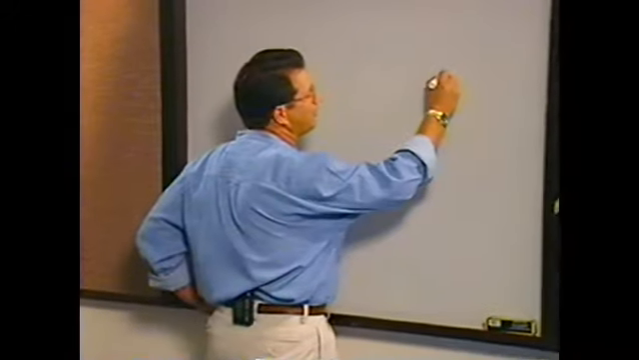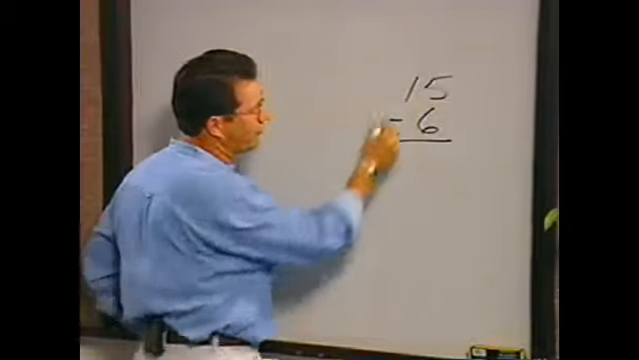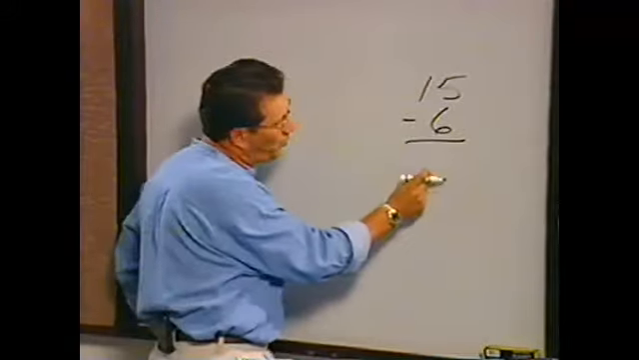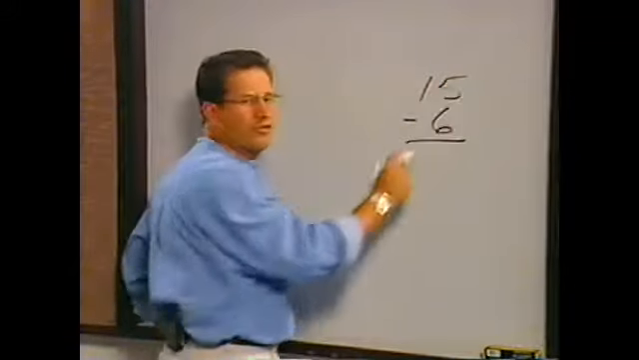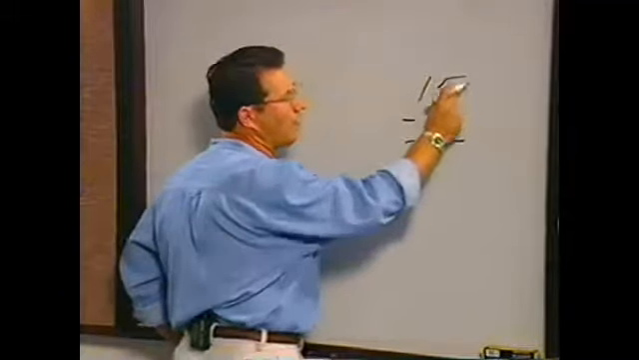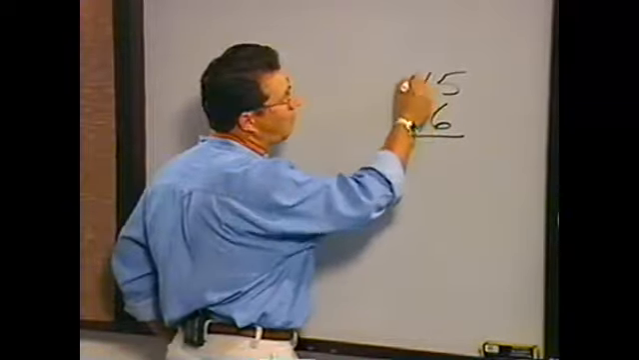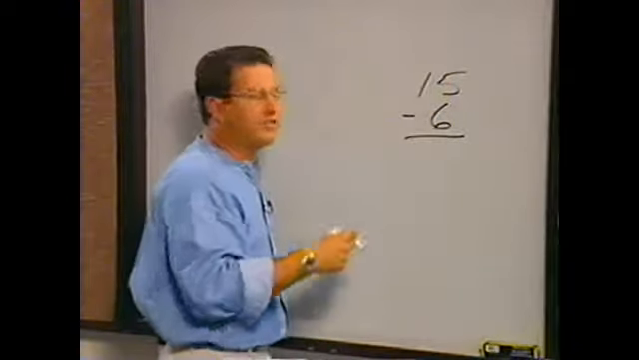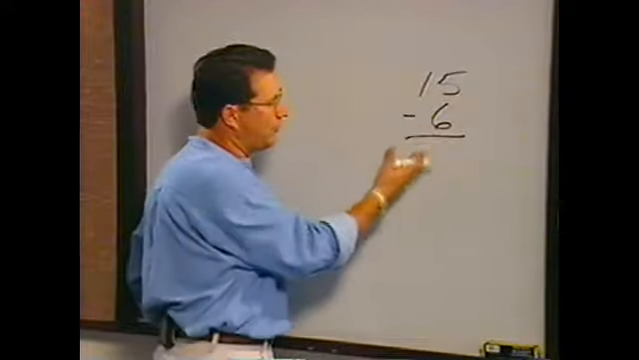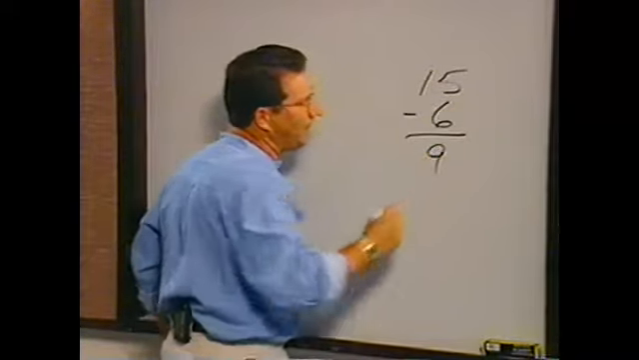If I said to you 15 minus 6, instead of looking at that as a subtraction problem, I always look at it backwards, upside down. What plus this will give me this? Because in all subtraction problems, this number plus this number always add up to the top number. So instead of borrowing from the 1 or anything like that, I just say, okay, 15 minus 6. Well, they're saying to me, 6 plus what equals 15? And then I know 6 plus 9 is 15.